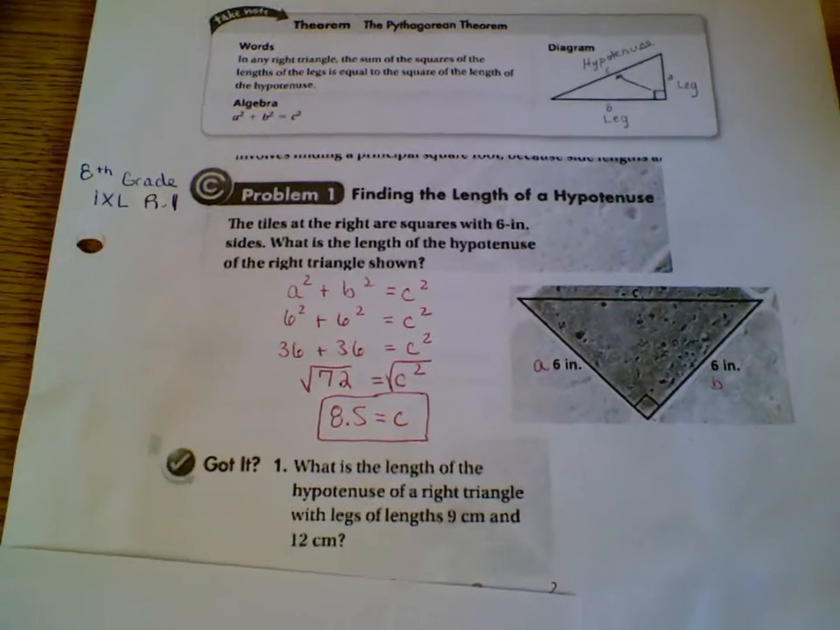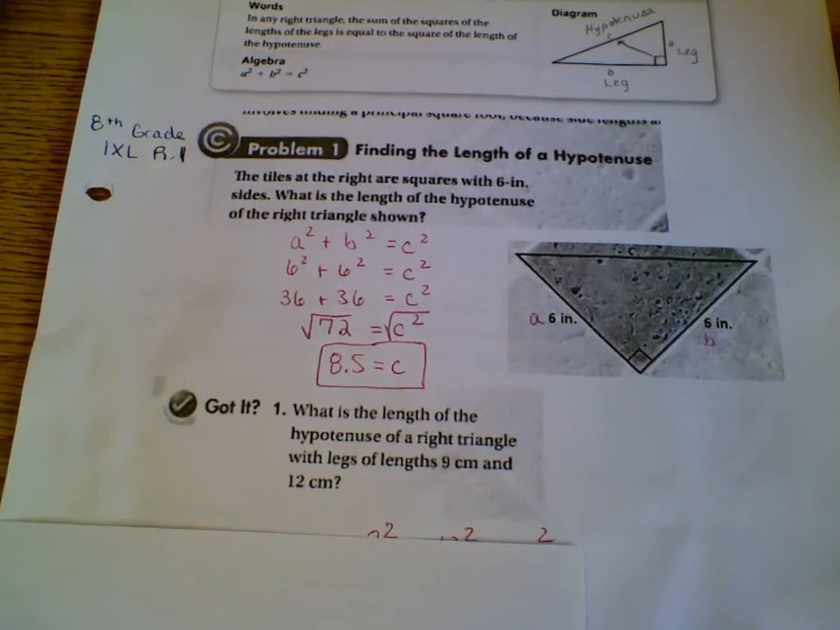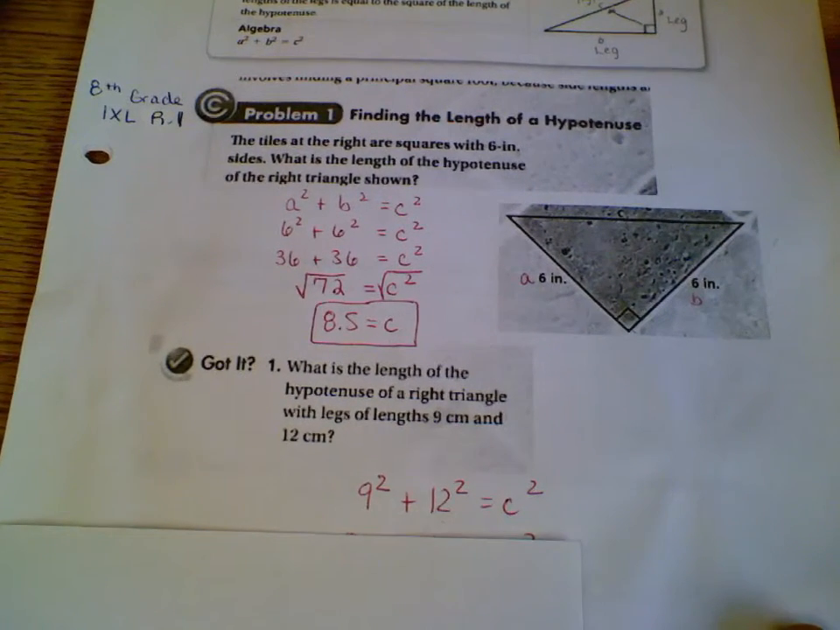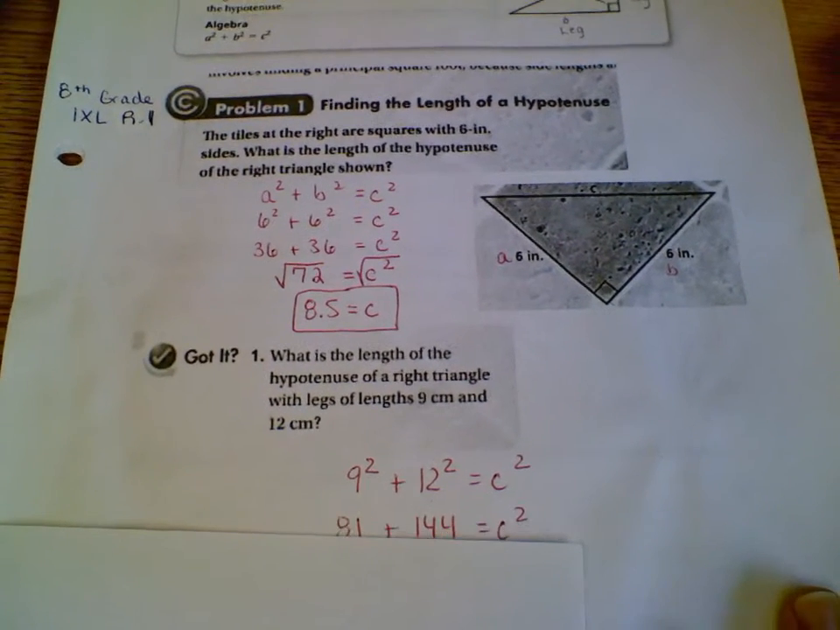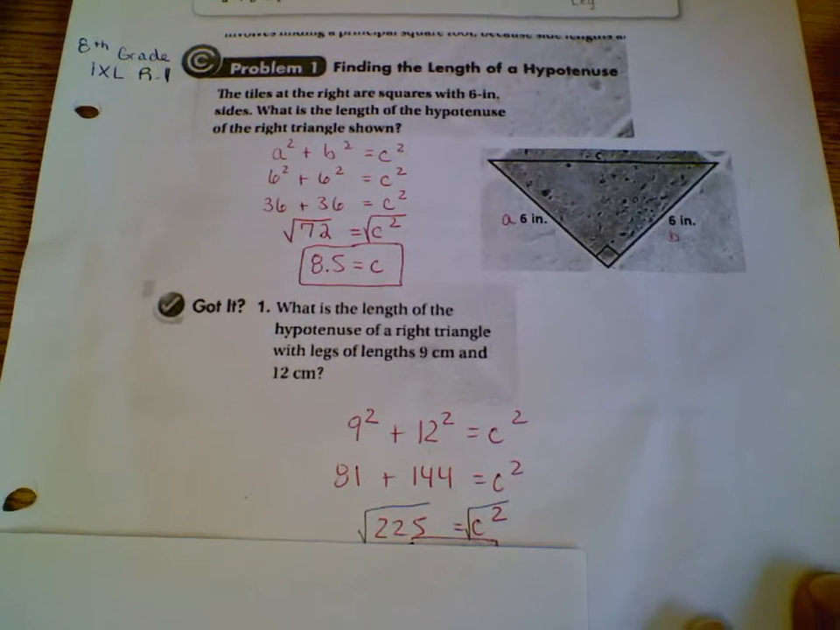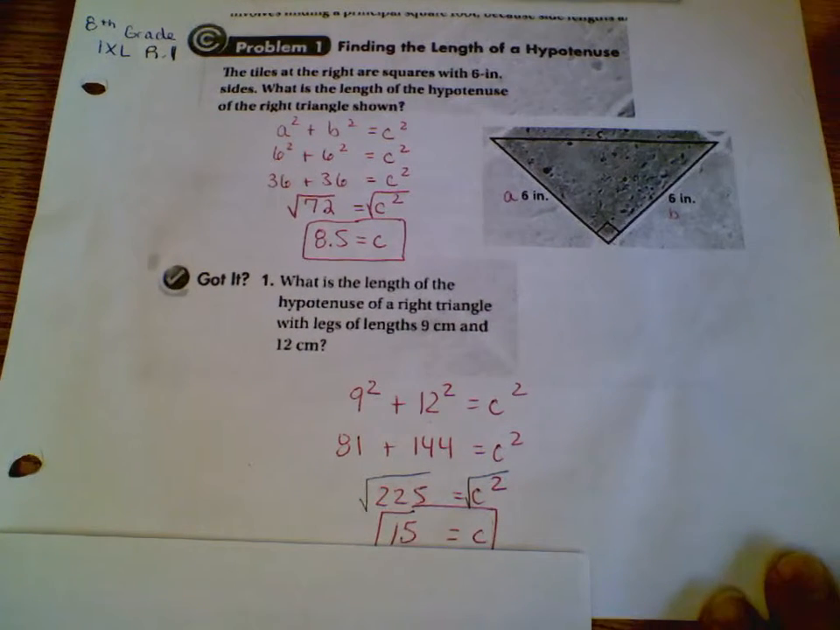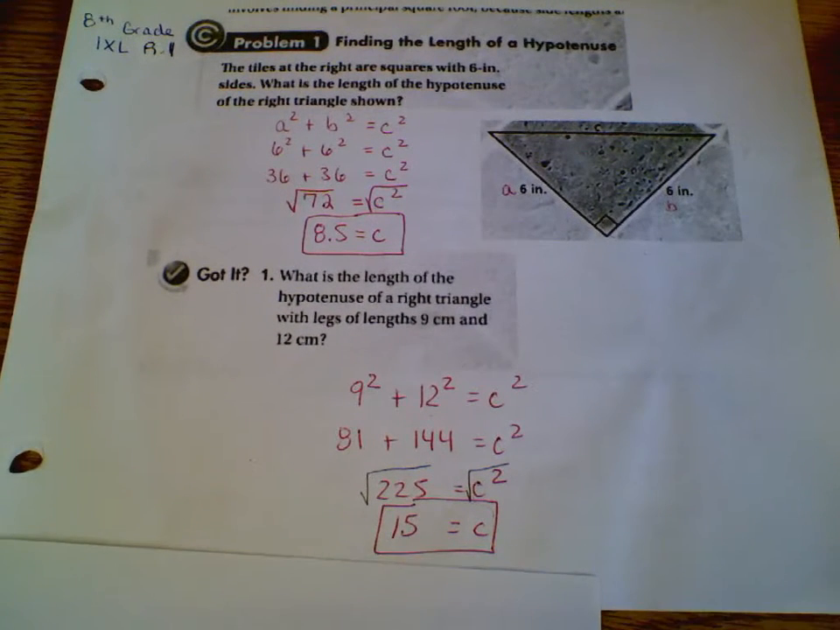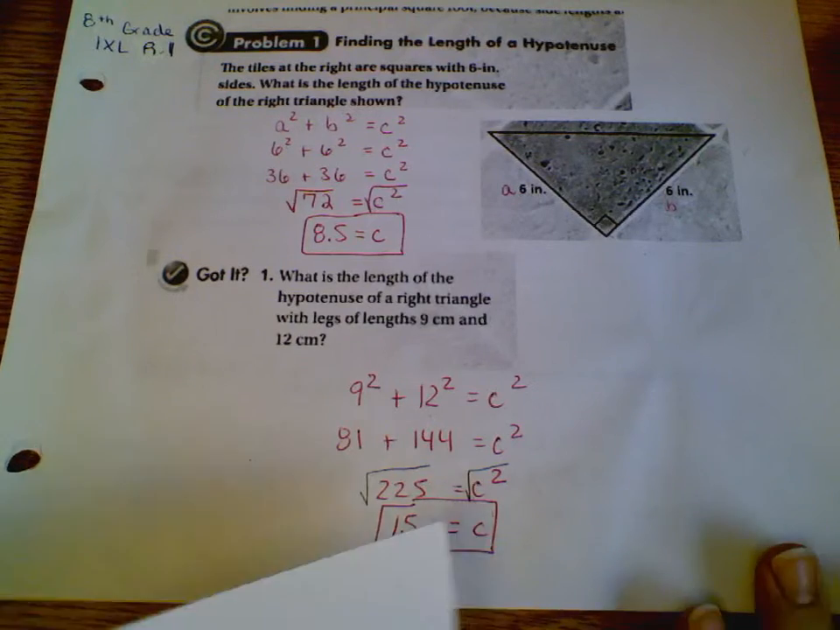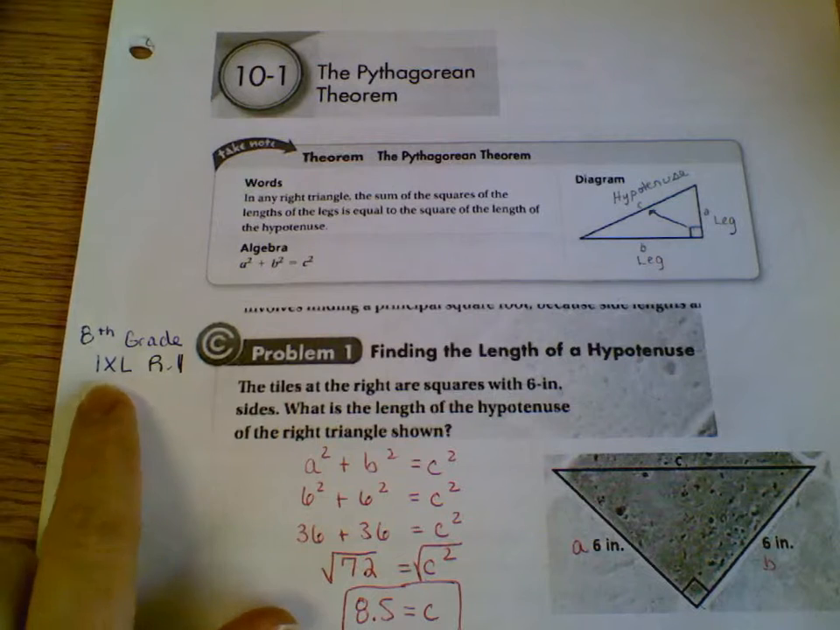So you're going to pause the video and try the got it question. In the got it question, it tells us that you have two legs that have 9 and 12, so I put them in for the A and B spot. So then I would square both of those numbers, add them together and get 225, and then to get rid of the squared on the C, I would have to do the square root, so I would get C equaling 15.